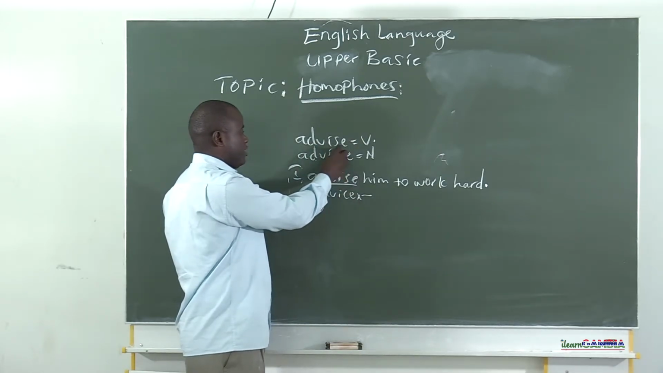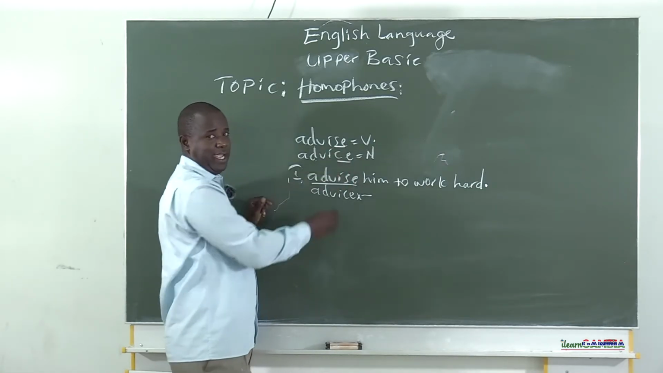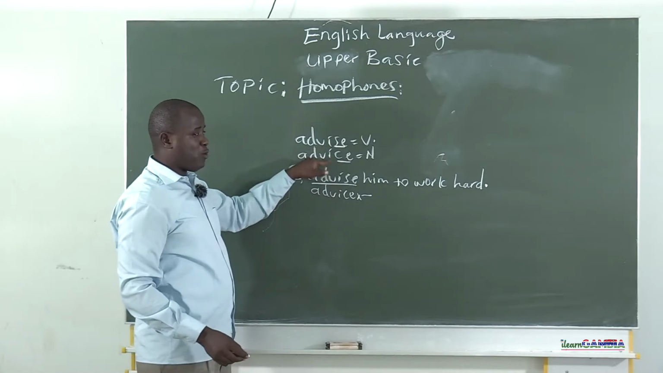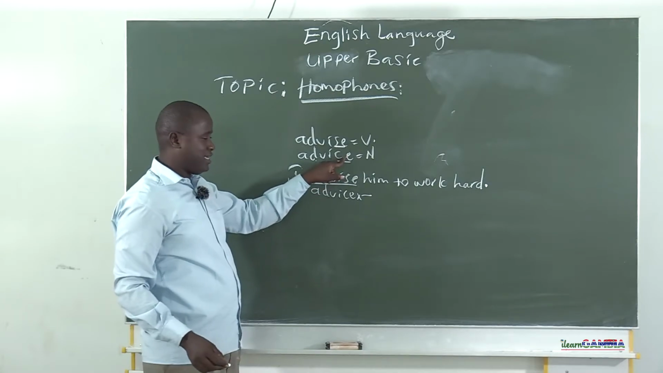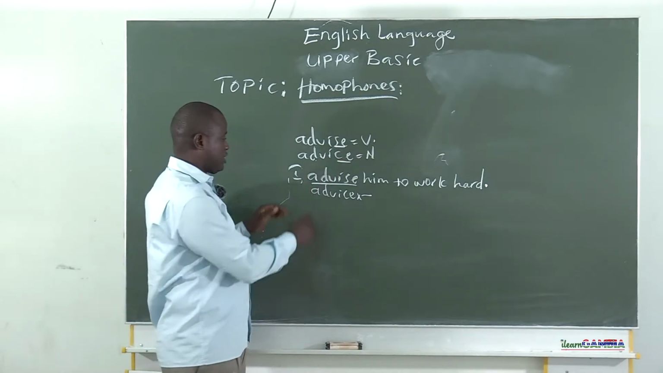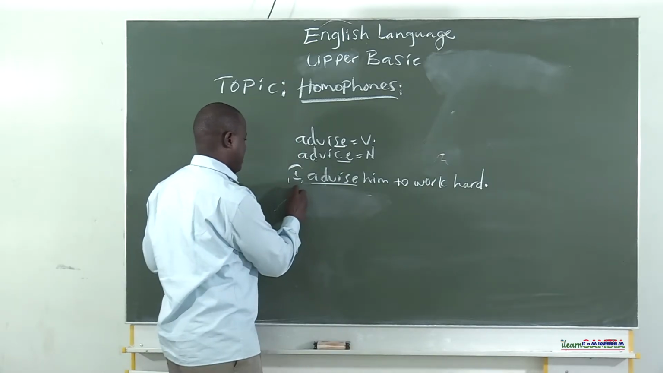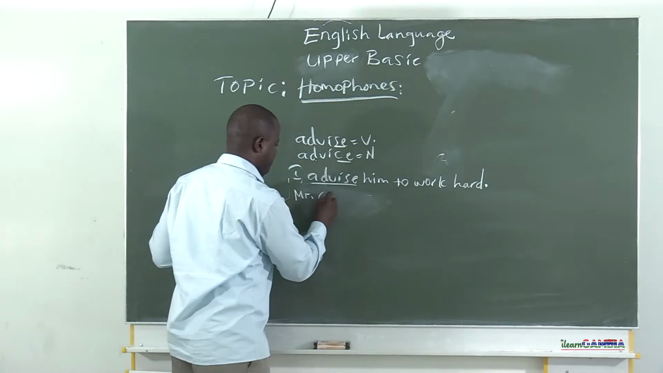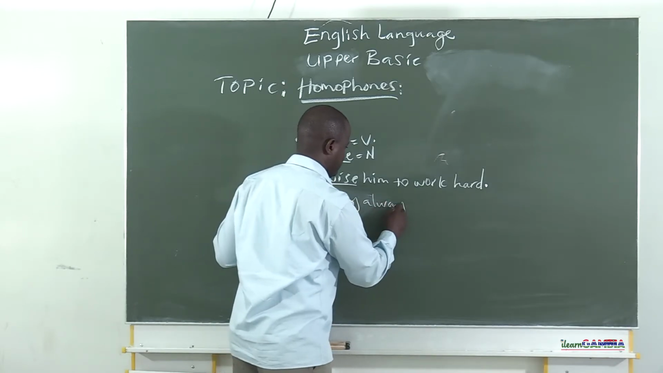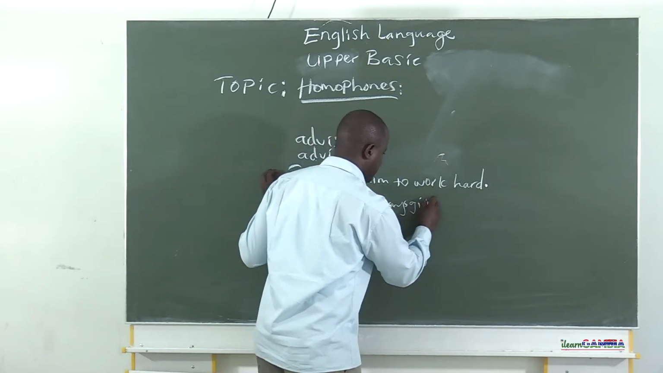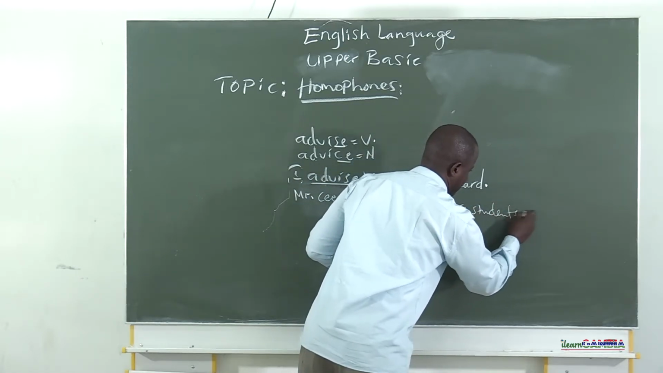A-D-V-I-S-E. If you look at them, this one ends in S-E and this other one ends in C-E. The one that ends in S-E is the verb and the one that ends in C-E is the noun. So in usage, you can say, I advise him to work hard. Mr. Cisse always gives his students advice.